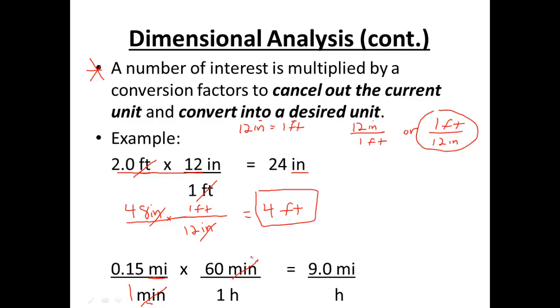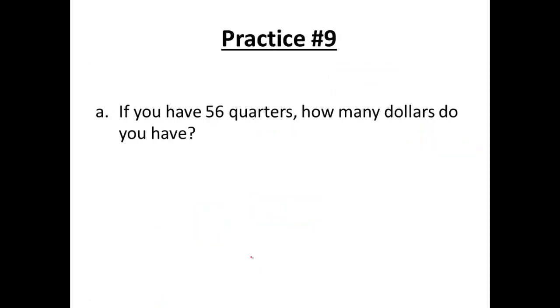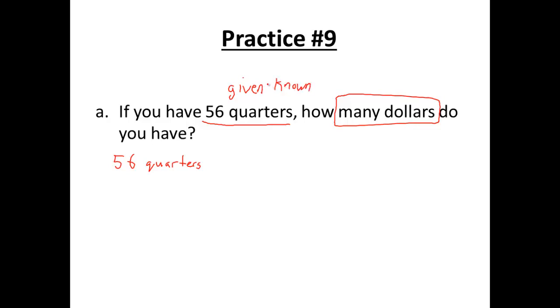So for our dimensional analysis, we're going to use a couple practice problems. If you have 56 quarters, how many dollars do you have? To help us out, underline information we're given, and then circle information that we're trying to solve for. So we want to go from quarters to dollars. So 56 quarters is what is given to us, given or known. This is going to be our starting point.